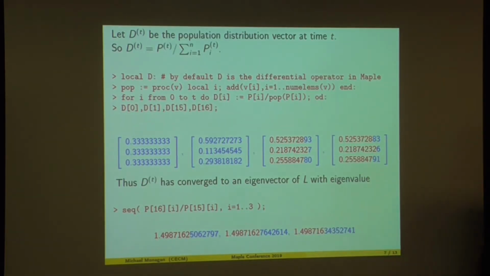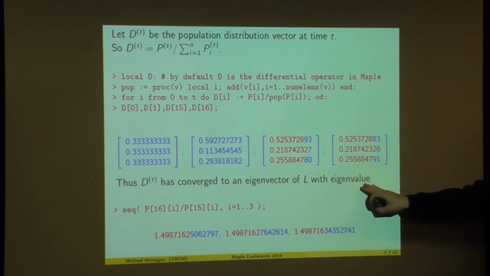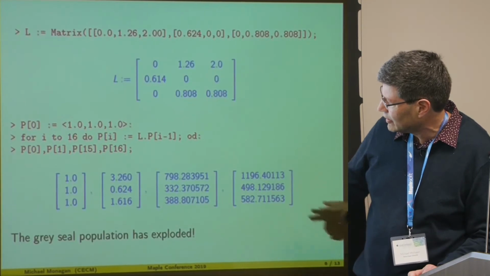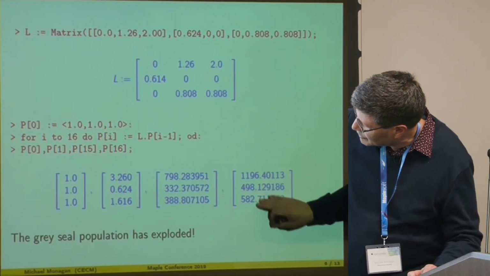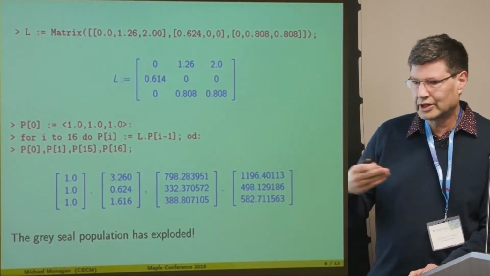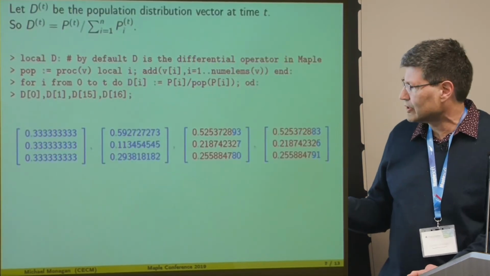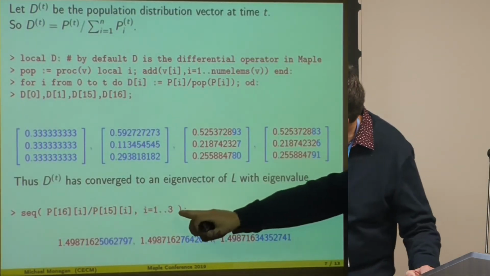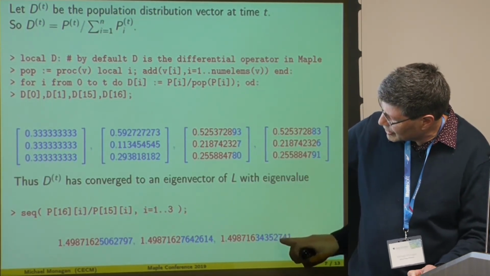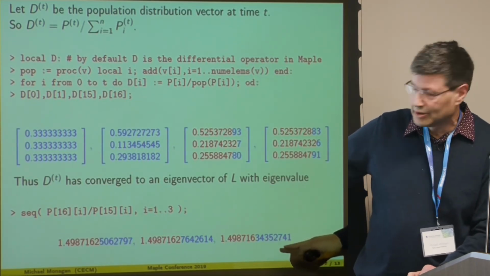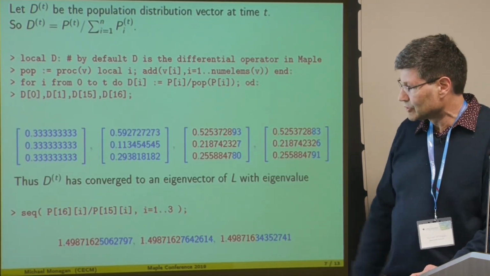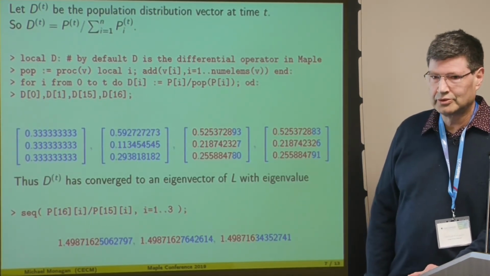Reading the slide, thus the distribution vector has converged to an eigenvector L with eigenvalue. What is the eigenvalue? Where do I get it from? Well, if I just go back a slide, if the distribution is stabilized and I take these 3 numbers divided by those 3 numbers, then I should get the same value. So that's what I've done here. In Maple, I've just divided those 3 numbers from the previous slide, and I've got the eigenvalue, which is also converging, and it's converged to about 7 decimal places. So what is the eigenvalue? What does it mean?